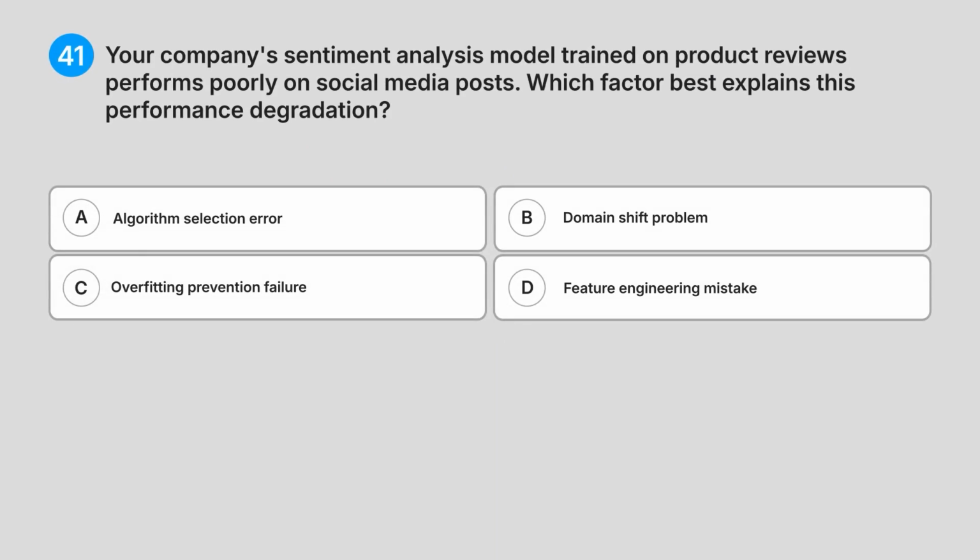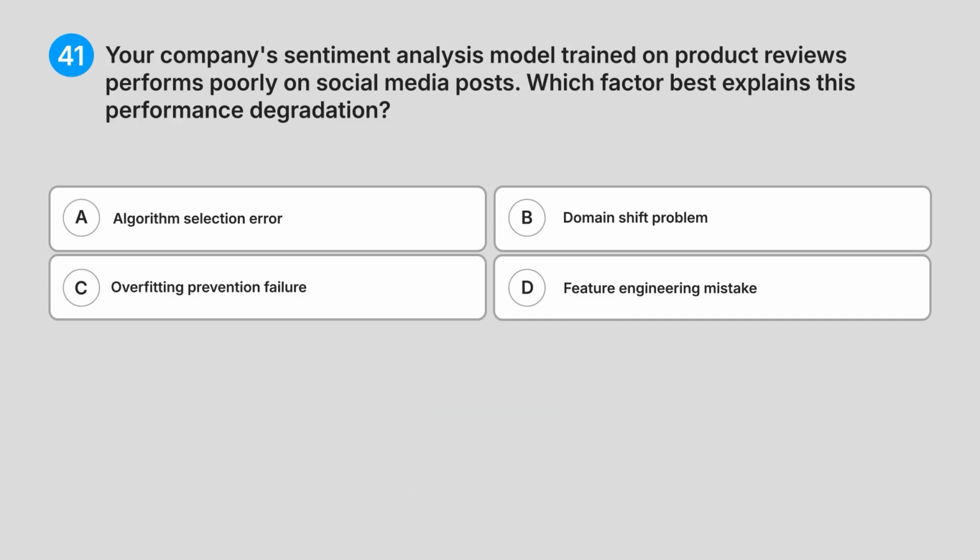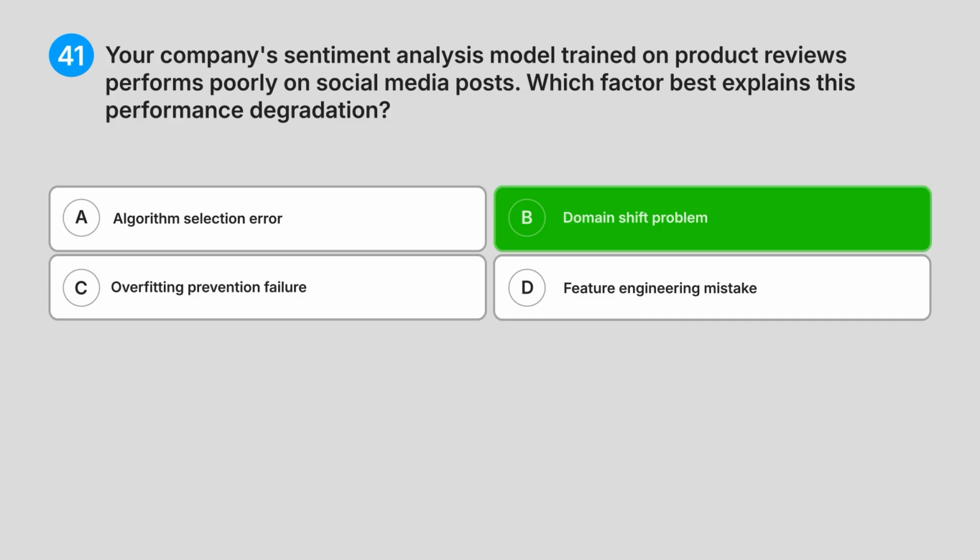41. Your company's sentiment analysis model, trained on product reviews, performs poorly on social media posts. Which factor best explains this performance degradation? A. Algorithm selection error. B. Domain shift problem. C. Overfitting prevention failure. D. Feature engineering mistake. Can you guess the answer? Correct answer, B. Domain shift problem.